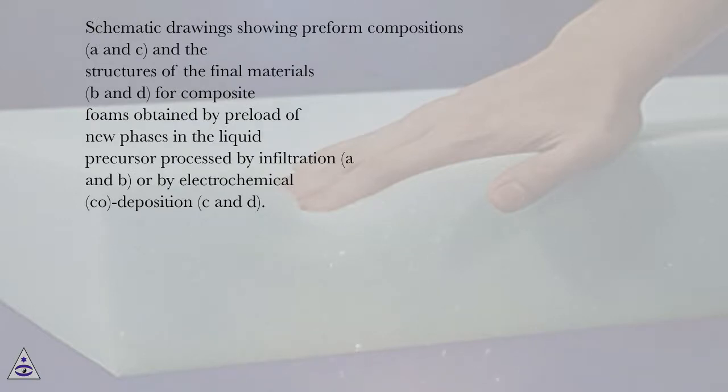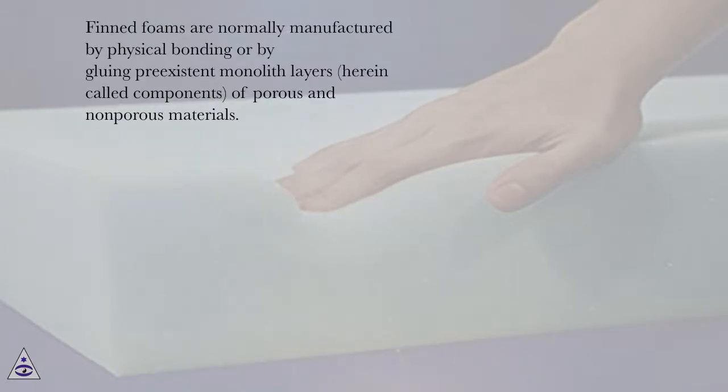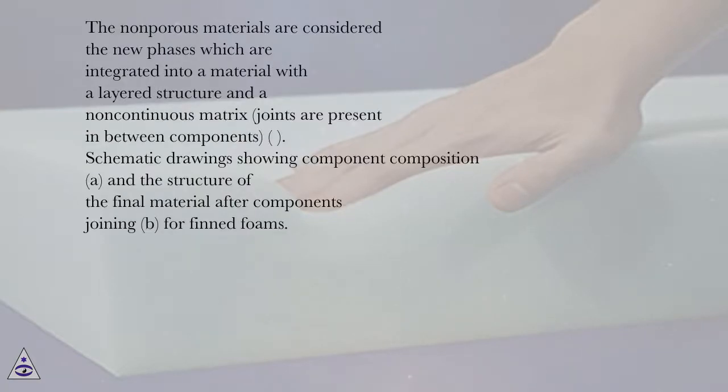Schematic drawings showing preform compositions, A and C, and the structures of the final materials, B and D, for composite foams obtained by preload of new phases in the liquid precursor processed by infiltration, A and B, or by electrochemical deposition, C and D. Thin foams are normally manufactured by physical bonding or by gluing pre-existent monolith layers, herein called components, of porous and non-porous materials. The non-porous materials are considered the new phases which are integrated into a material with a layered structure and a non-continuous matrix. Joints are present in between components.